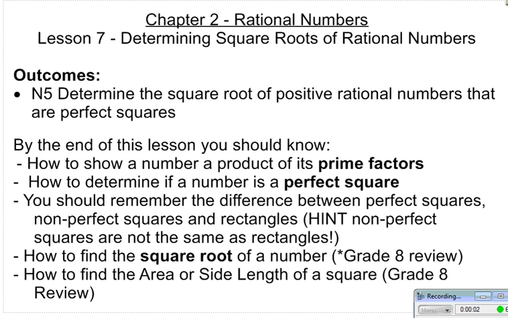All right, this is lesson 7 for chapter 2, rational numbers. So we are starting to look at square roots of rational numbers.